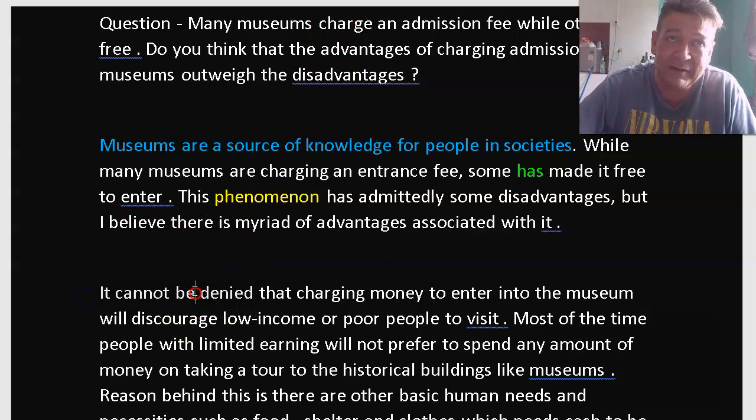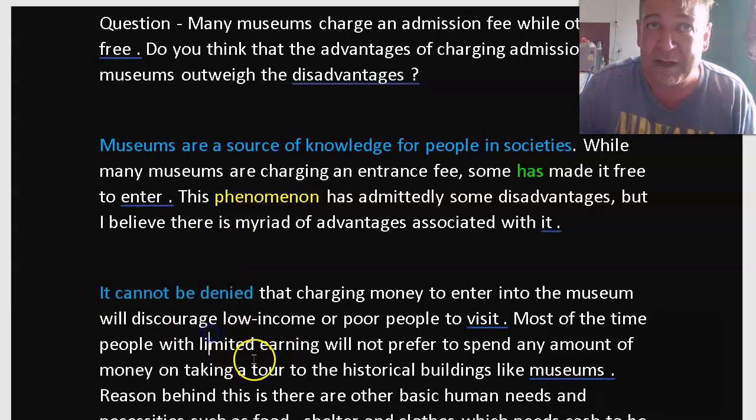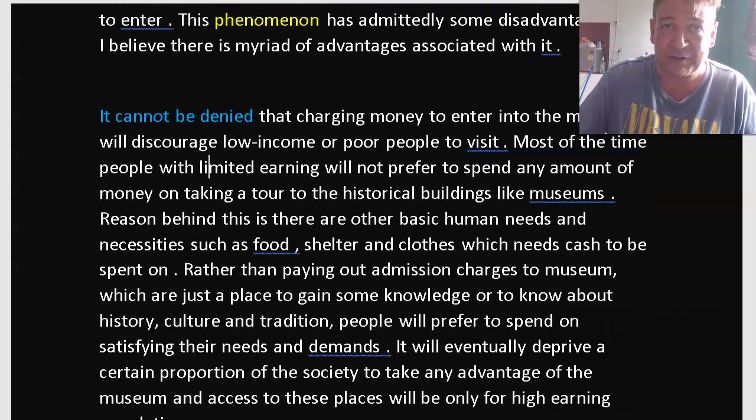Here's another phrase that just kills me. Cannot be denied. Please don't use this phrase. It is, first of all, making conclusions before providing any evidence. Okay, you do it there, and then there's another one later on. I saw it as well.